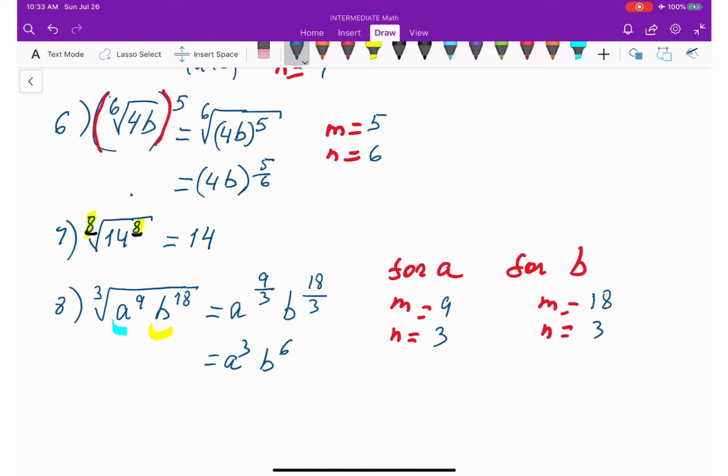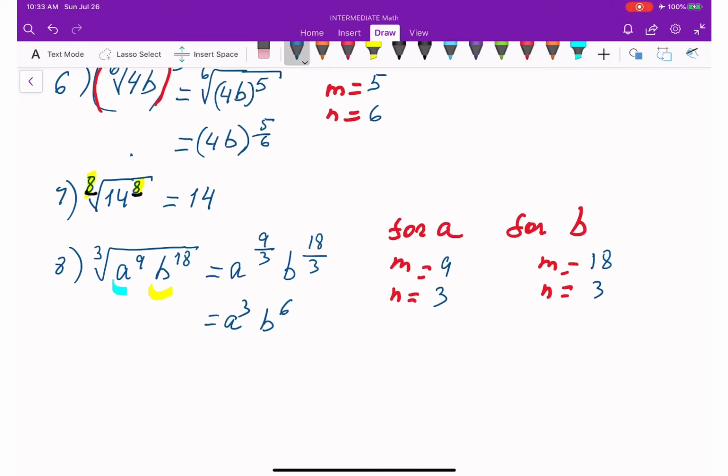Next question. Let's see what we have here. So, question number 9. That is square root, this time, of 196 x to power 6 and y to power 28.